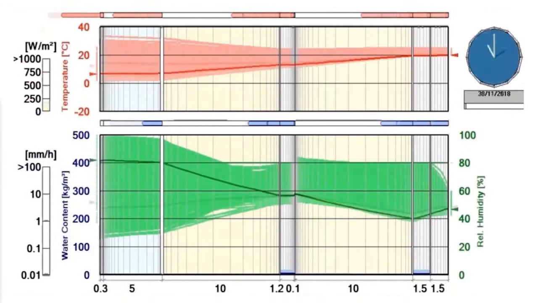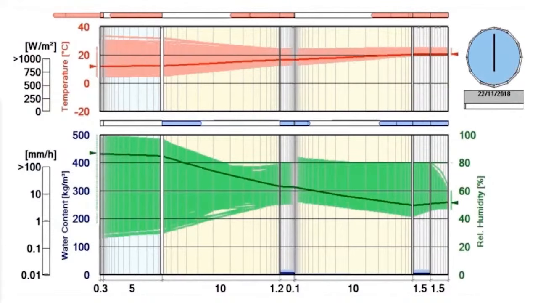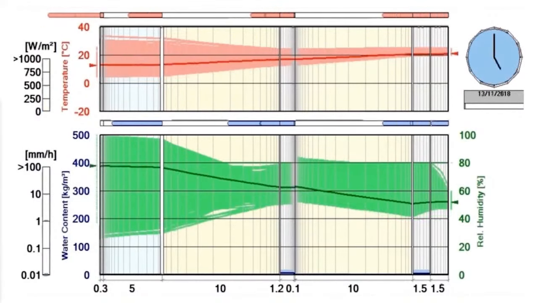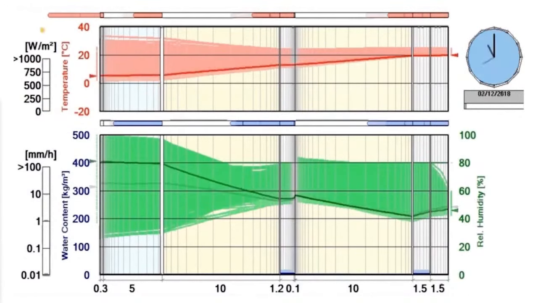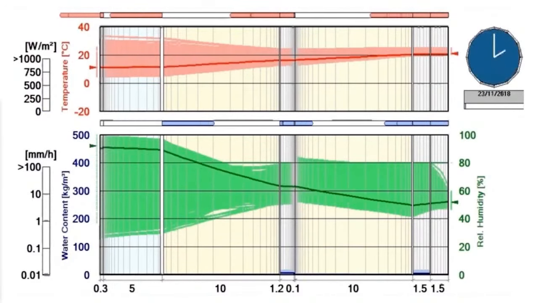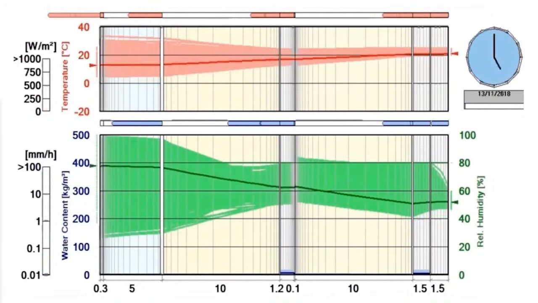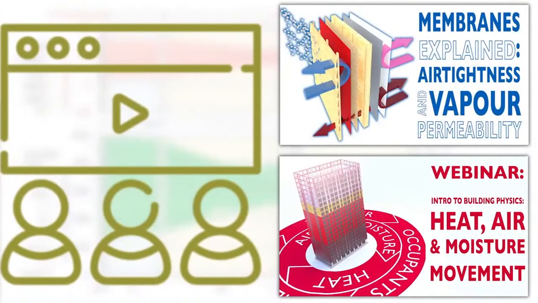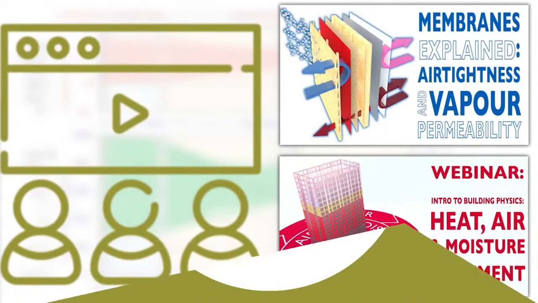We also have the capability to run WUFI-based condensation risk calculations. This covers a wide range of factors to ensure buildings are able to manage the interactions between heat, air and moisture movement. We've covered this in more detail already in our Membranes Explained, an Introduction to Building Physics webinars, and you can go back and review those on our website or YouTube channel if you'd like a bit more detail on that, or you can book a virtual meeting with one of our team if you'd prefer.